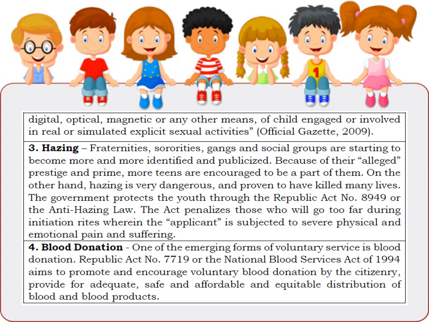Next, we have blood donation. One of the emerging forms of voluntary service is blood donation. Republic Act number 7719, or the National Blood Services Act of 1994, aims to promote and encourage voluntary blood donations by the citizenry, and provide for adequate, safe, affordable and equitable distribution of blood and blood products.